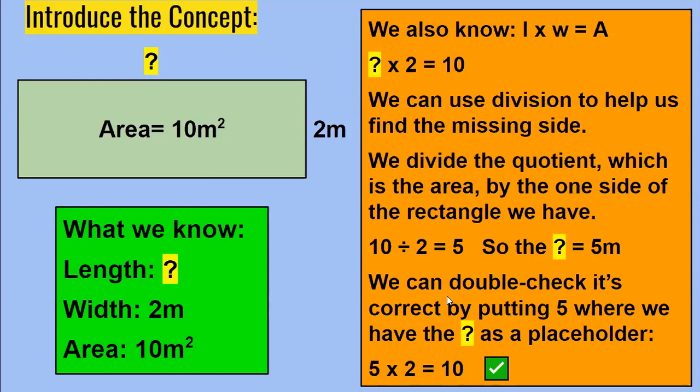We can double check it's correct by putting 5 where we have the question mark as the placeholder. 5 times 2 equals 10 meters squared because we're looking for area.